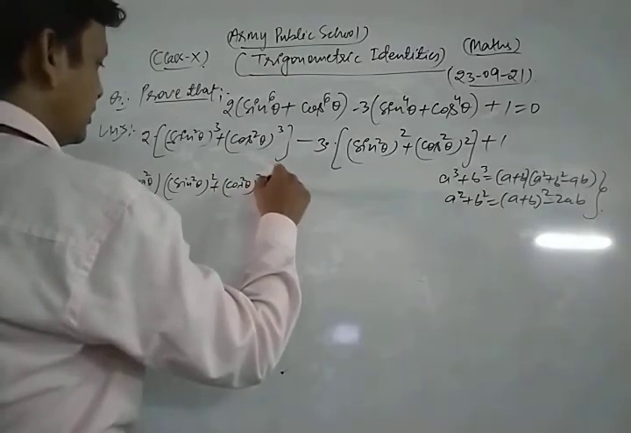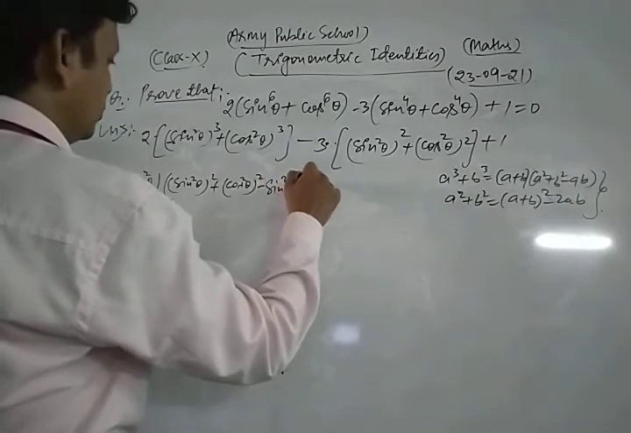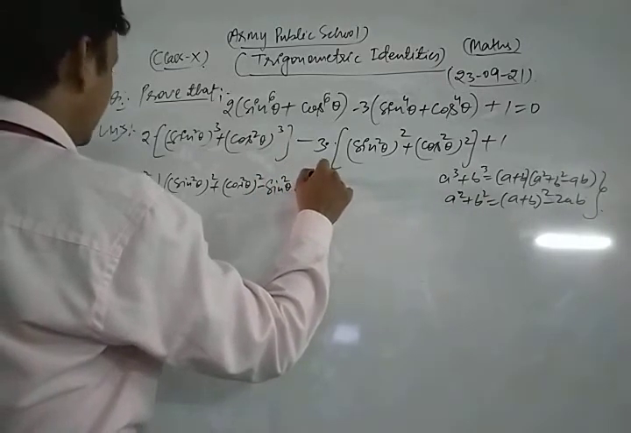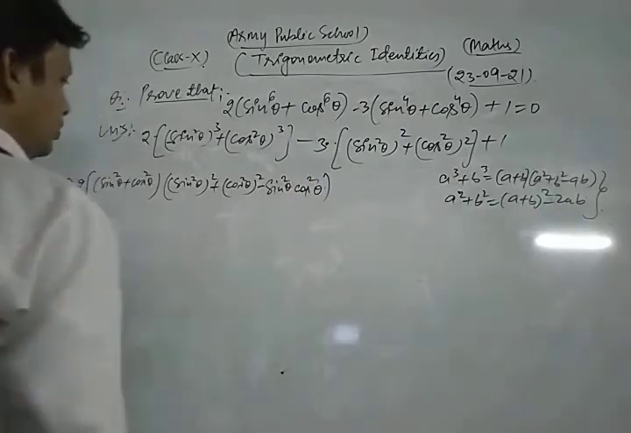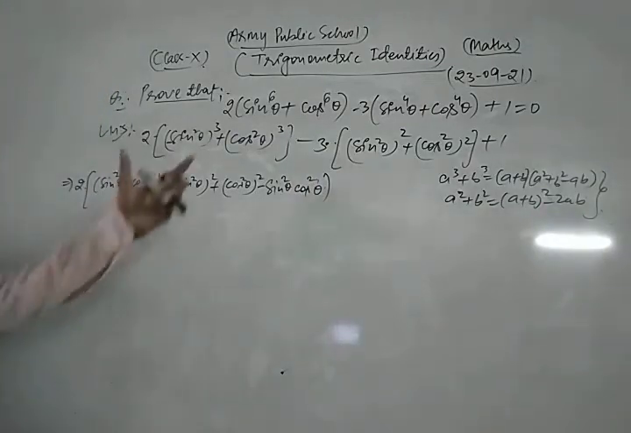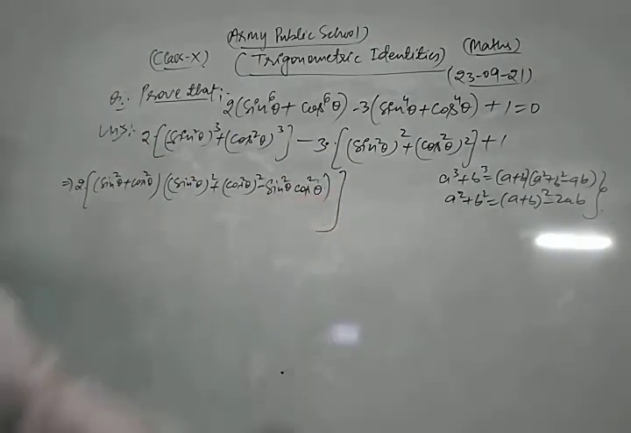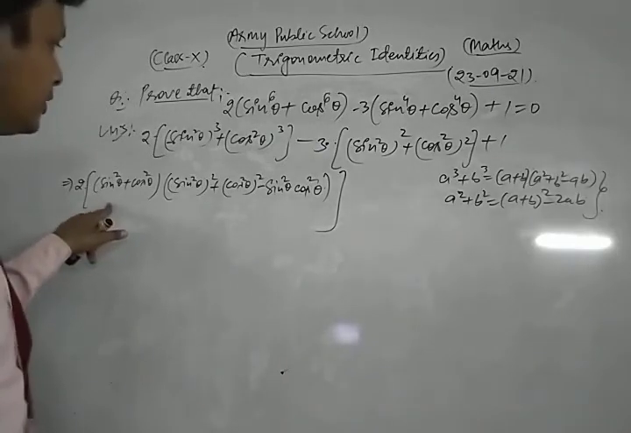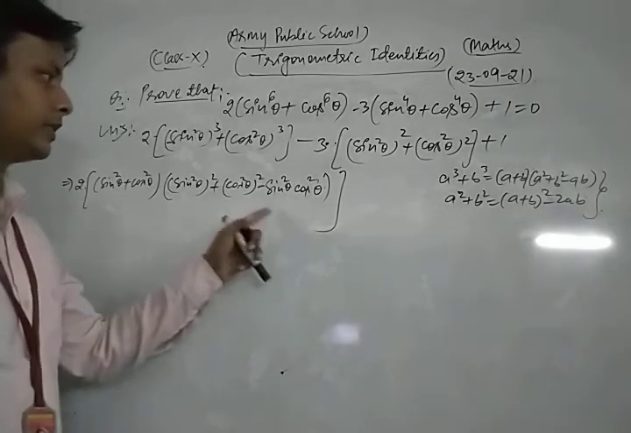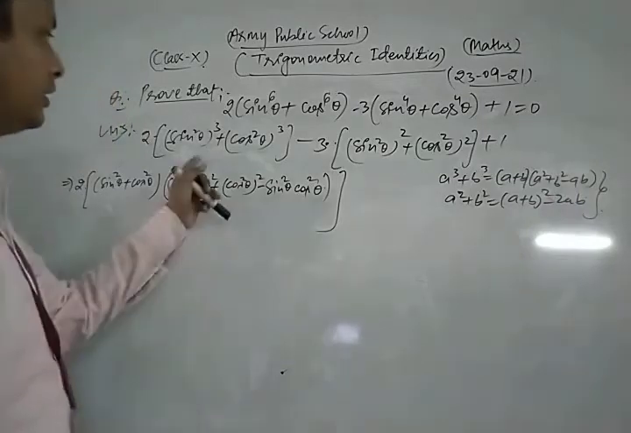ab means sin square theta into cos square theta. Okay, so in this way we can write the given expression as (a plus b) in one bracket, and (a square plus b square minus ab) in another bracket. Okay, this is the identity.